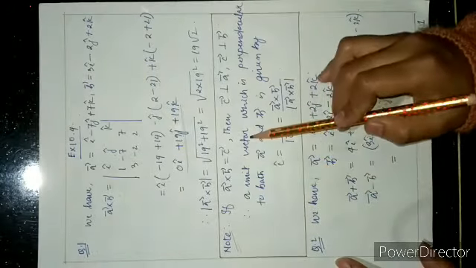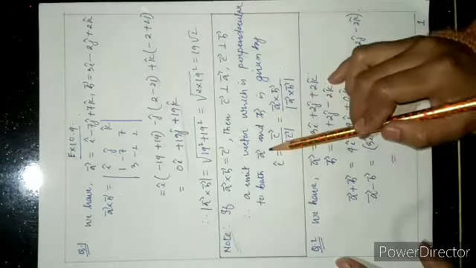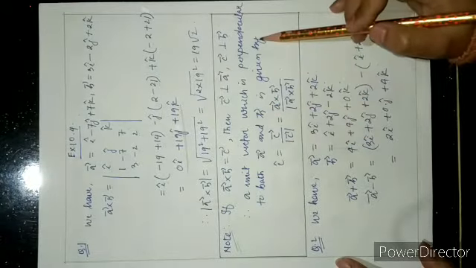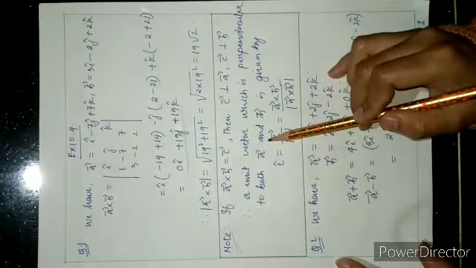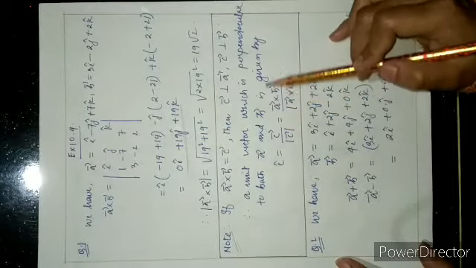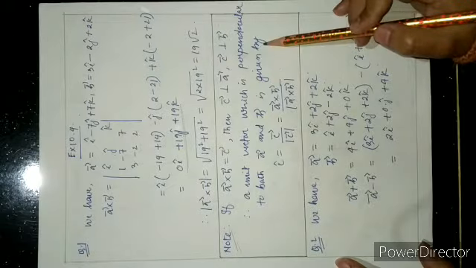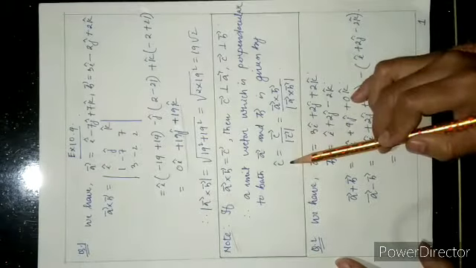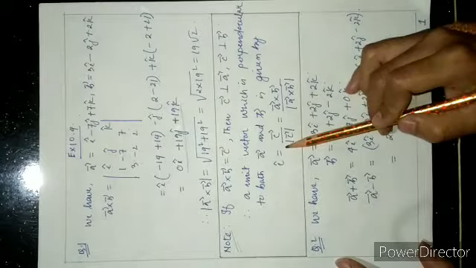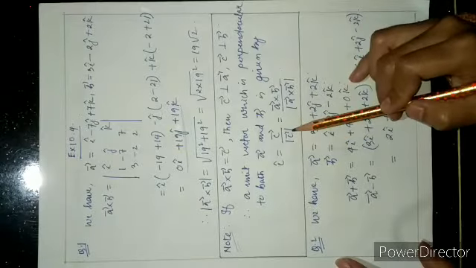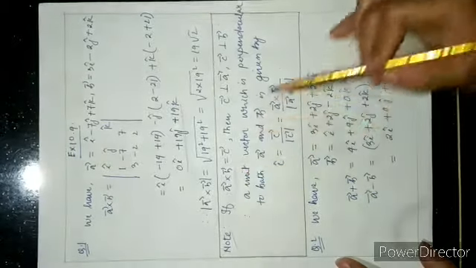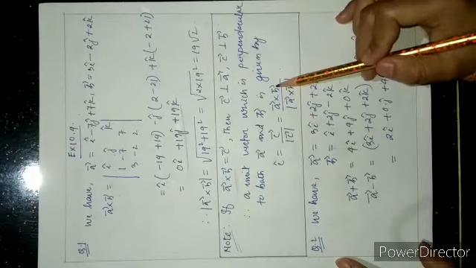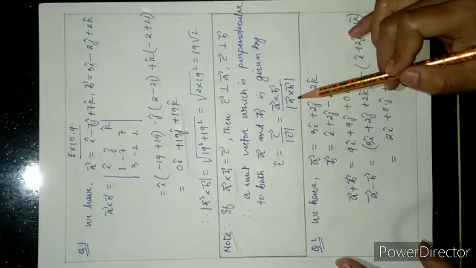And therefore a unit vector which is perpendicular to both A vector and B vector is given by C cap, where this C cap is given by C vector divided by magnitude of C. But this C is the cross product of A vector and B vector, and magnitude of C vector will be the magnitude of cross product of A and B.